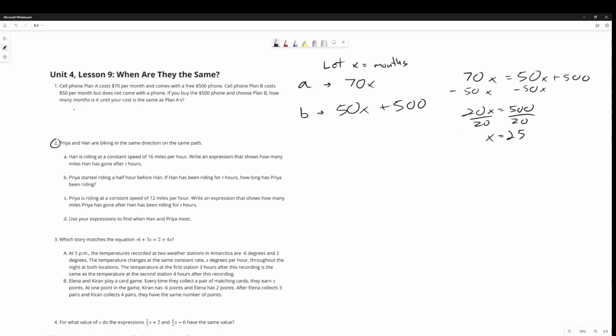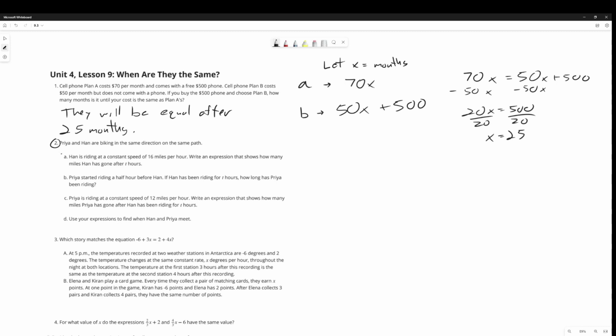So what that means is they will be equal after 25 months, or you might say 2 years and a month. It's a matter of semantics, okay?